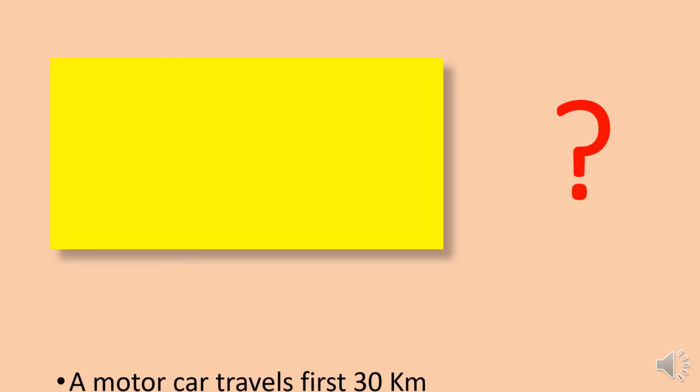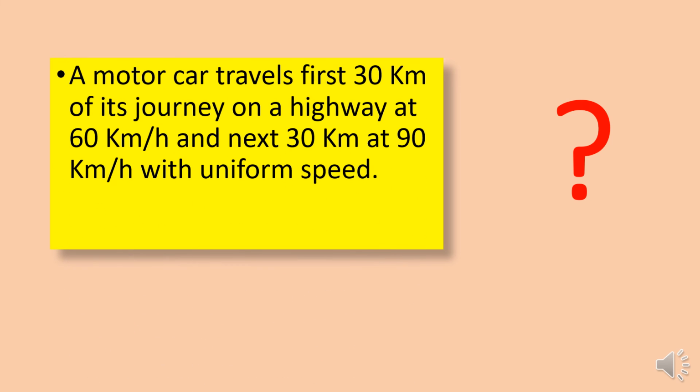Now it's question time. A question is given to you. Kindly look at the question first. A motor car travels the first 30 kilometers of its journey on a highway at 60 km per hour and the next 30 kilometers at 90 kilometers per hour with uniform speed. Calculate the average speed. The question is a bit tricky.